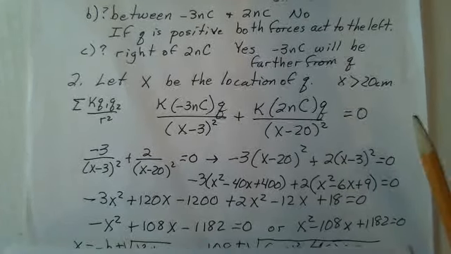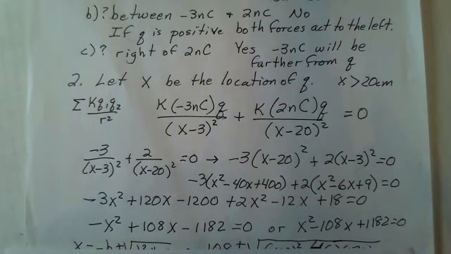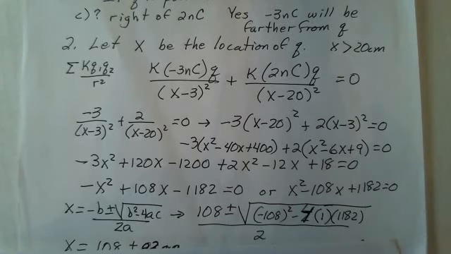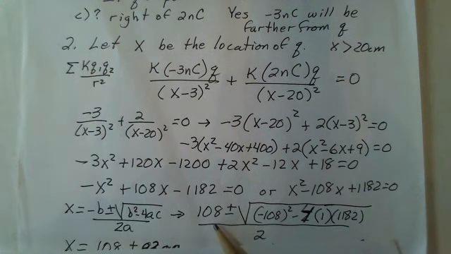And now gather like terms. I have minus x squared plus 108x minus 1182. And I prefer a positive in front of the x squared, so I just reversed all the signs: x squared minus 108x plus 1182. The quadratic formula can be applied here: x equals minus b plus or minus the square root of b squared minus 4ac, over 2a. The a is 1, the b is minus 108, the c is 1182. So substituting those in, we see this expression.